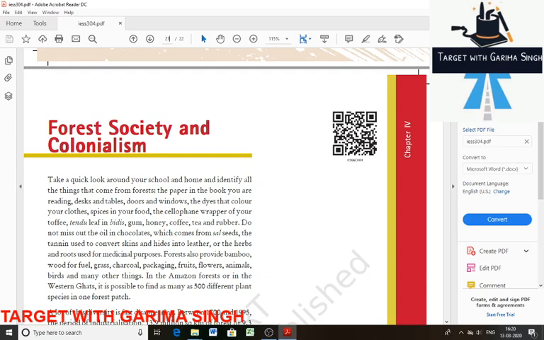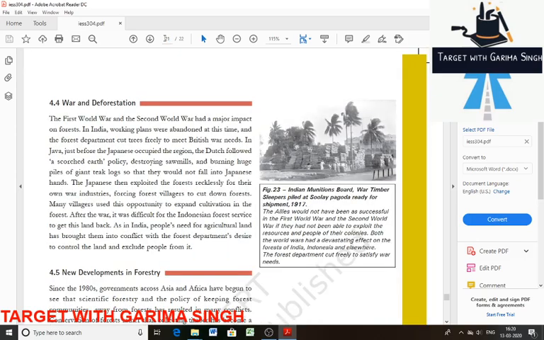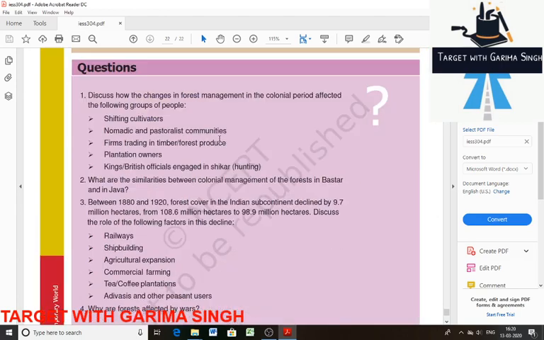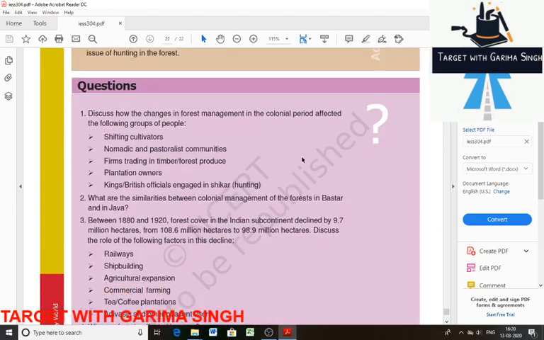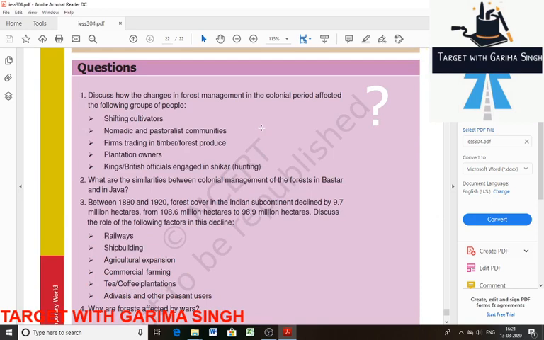So the chapter is Forest, Society and Colonialism. These are the activities you can do by yourself. The first question is: discuss how the changes in forest management in the colonial period affected the following groups of people. First is shifting cultivators. So we'll discuss shifting cultivators.